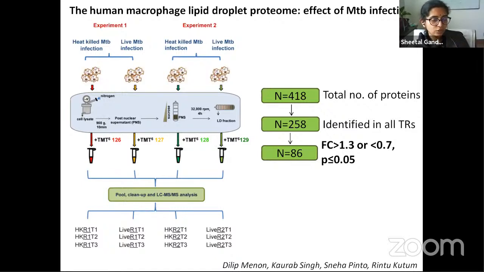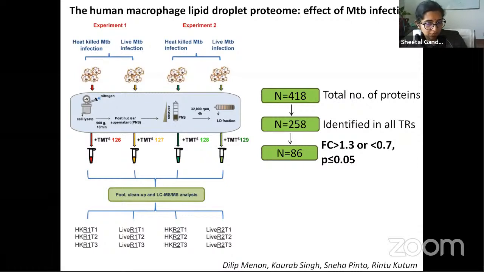So we identified a total of 418 proteins by this method, and we took only 258 proteins for comparison because they were identified in all the technical replicates of our experiment. And from these 258 proteins, we identified 86 proteins to be either increased or decreased. So a fold change of greater than 1.3 or less than 0.7 is what we considered as differentially abundant.